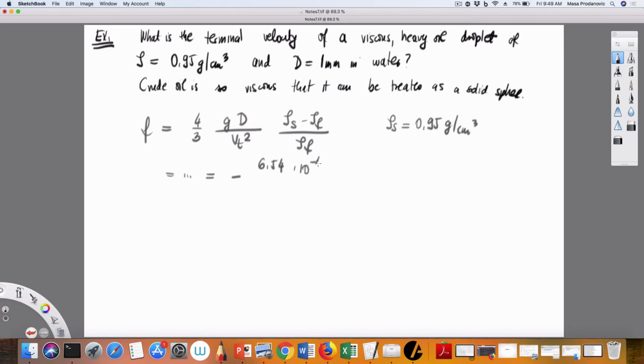This is going to be negative when you plug in all of the numbers: 6.54 times 10 to the minus 4 meter squared over seconds squared, divided by this v_t squared. So that's what my friction factor is in terms of terminal velocity, but I don't know terminal velocity. If I look at my Reynolds number, d rho v_t over mu, when I plug in all of the numbers, that comes down to 1,000 s/m times v_t.